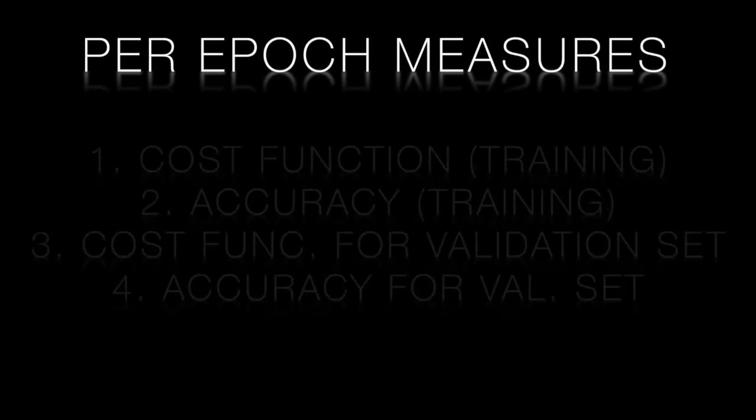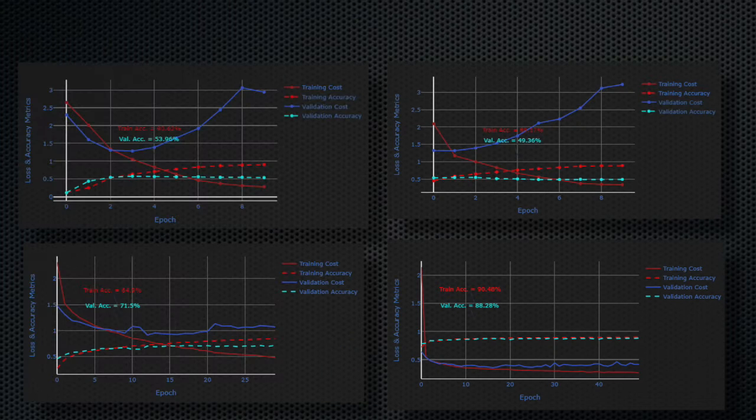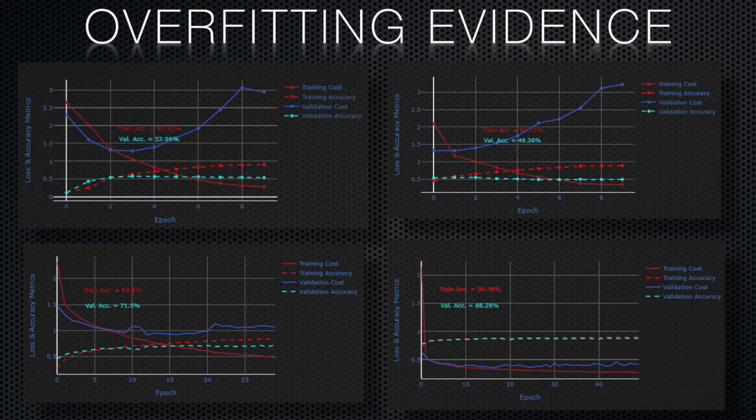So at the end of the epoch, we can record 4 numbers. 1, the cost function on the training data. 2, the accuracy number on the training data. That's to say, how many of the training examples were correctly classified. 3, the cost function of the network on the validation data. 4, the accuracy of the predictions in this validation set. All of this information can be displayed on a performance chart.